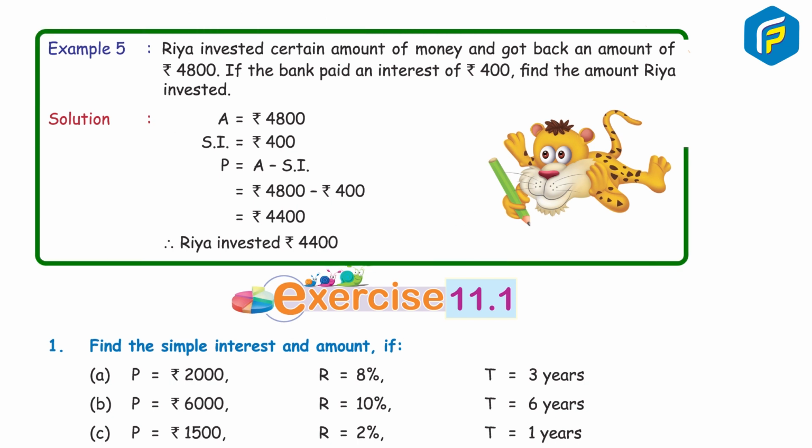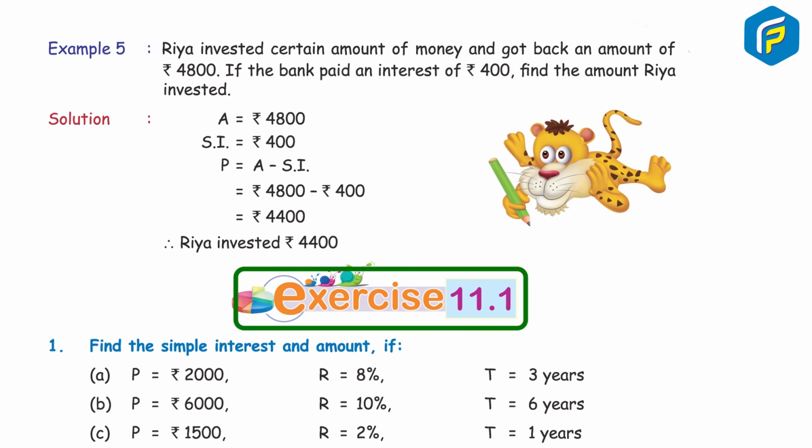Example 5. Ria invested a certain amount of money and got back an amount of rupees 4,800. If the bank paid an interest of rupees 400, find the amount Ria invested. Solution: A equals rupees 4,800, SI equals rupees 400, P equals A minus SI equals rupees 4,800 minus rupees 400 equals rupees 4,400. Ria invested rupees 4,400.